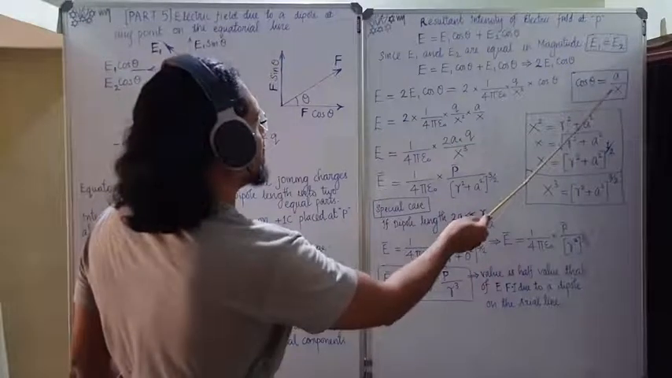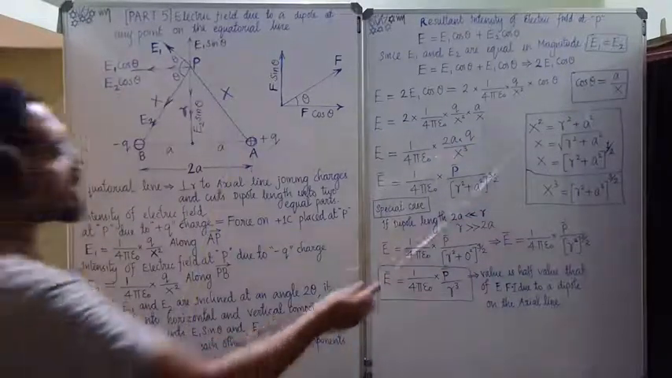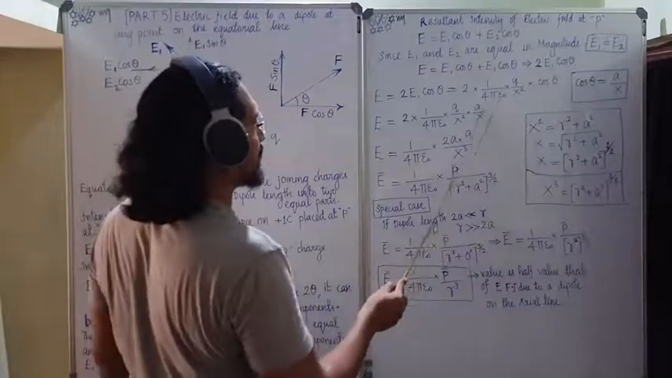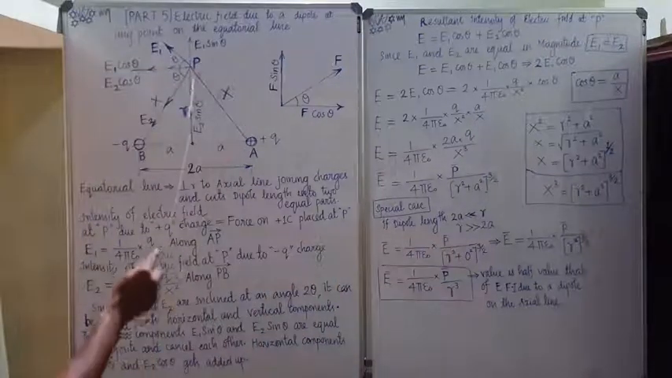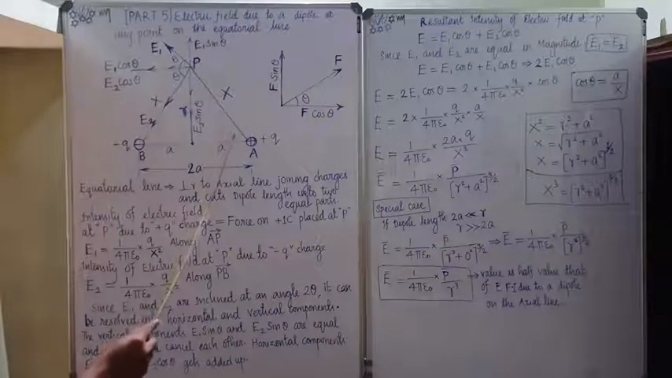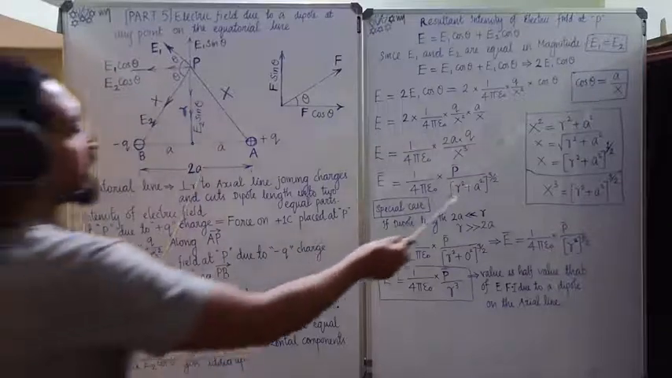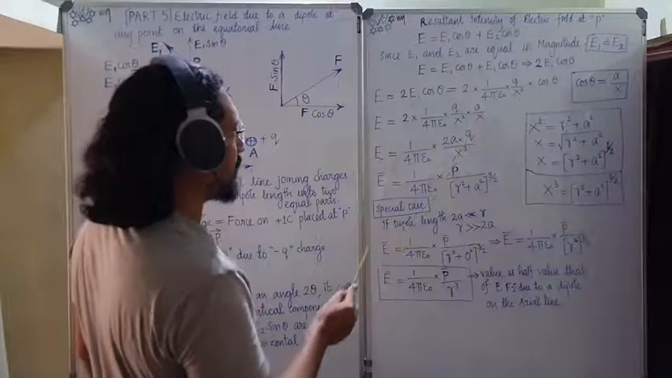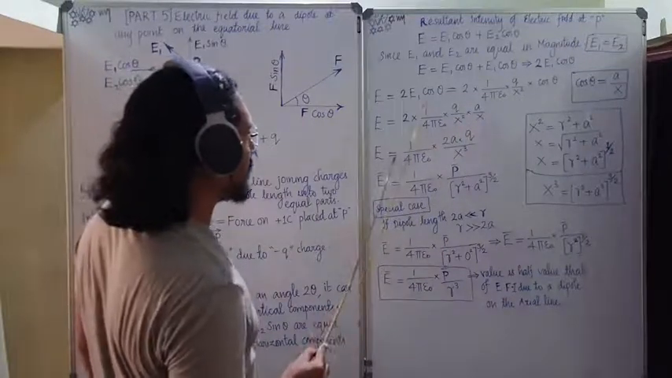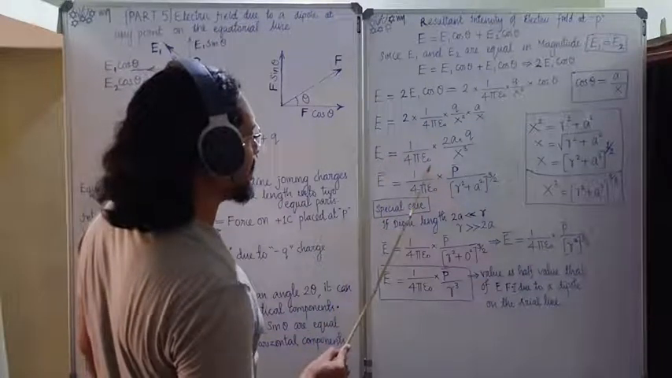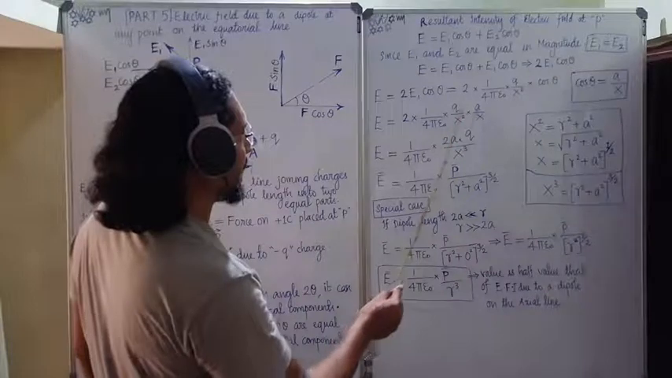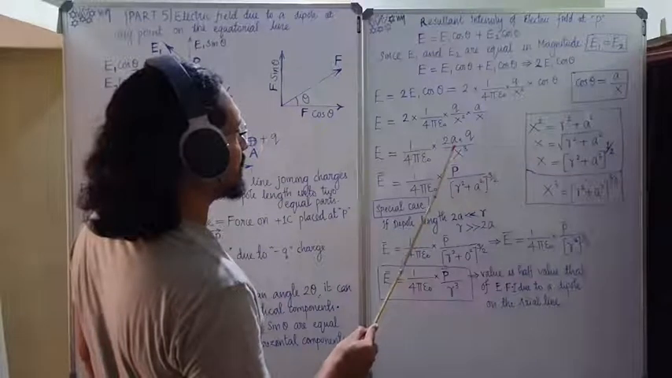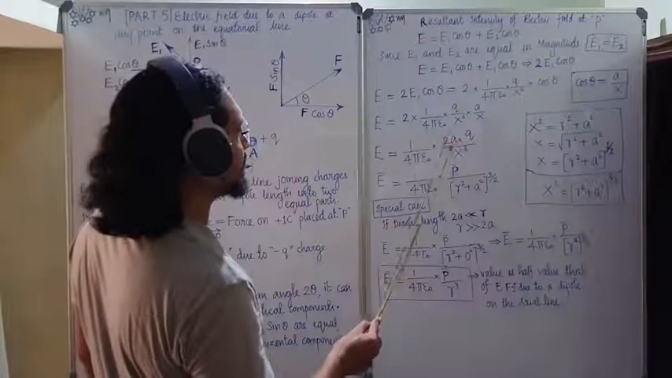Cos theta, then understand this is the angle. Cos theta is a by x, and that a by x is written over here. Cos theta is equal to adjacent side by hypotenuse. This is the theta angle under consideration. So cos theta is replaced by a by x. All remains the same, and then we want to form it like this. E is equal to 1 by 4 pi epsilon 0, 2a into q. Here 2a is the distance.